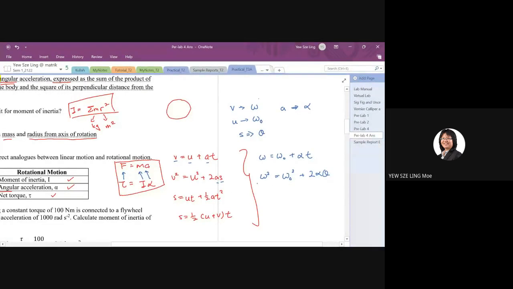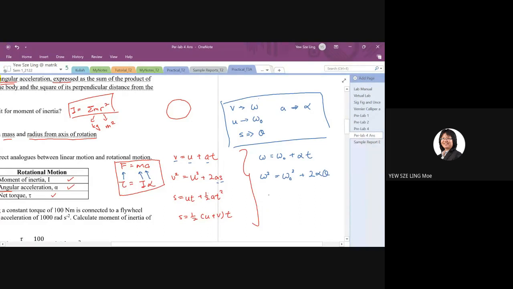Basically, Chapter 8, like I told you, is something you have been learning since Chapter 1. What are we doing in Chapter 8? We just think about what happens in rotational motions, and learn how to use a new set of equations. All those equations actually come from linear motion. The only thing we are doing is replacing them with new symbols that are analogous to linear motion.